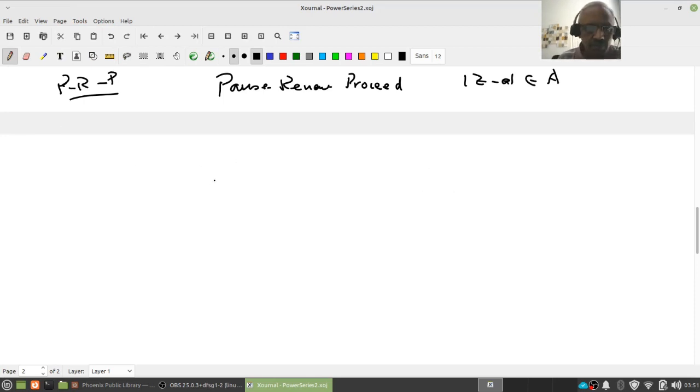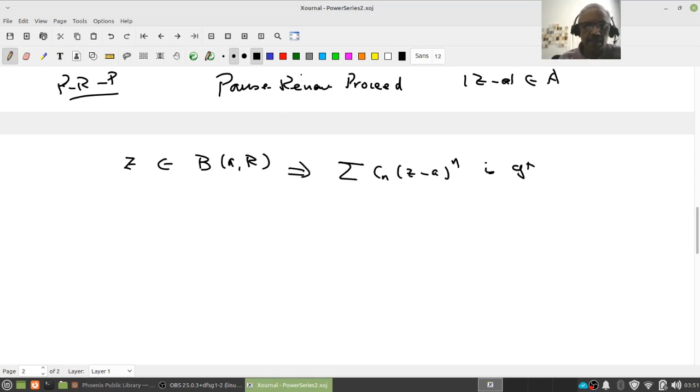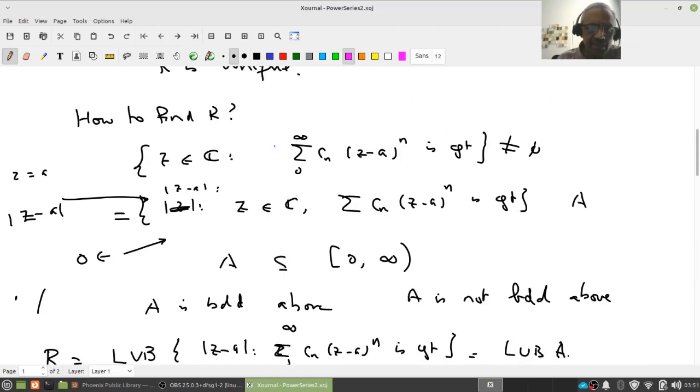So, okay, you fix any z in the disc B(a, R). Then what am I supposed to show? I am supposed to show that summation Cn z minus a to the power n is convergent. Okay, this is not obvious. Remember that. Why? You see, how did you construct the set?